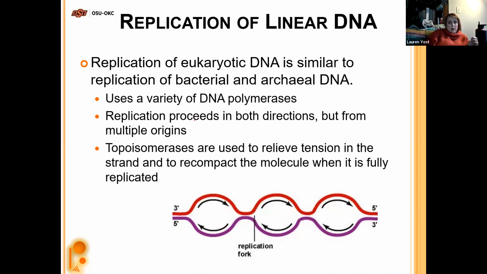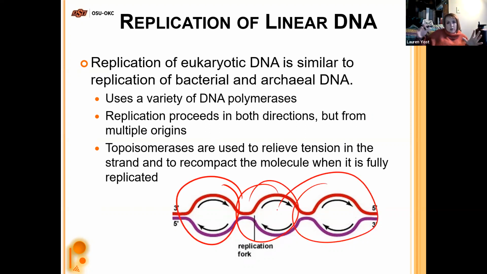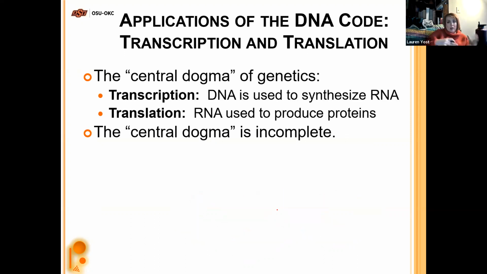You can see the replication process is essentially the same, but we will have things going from both directions, and multiple origins. So we'll have a ton of these going on, not just 2 meeting up in the center of the circle. We'll have a bunch going on in that whole linear piece because it tends to be a lot larger. And then that's where the topoisomerases come in to keep everything from getting too strained on the helix itself.